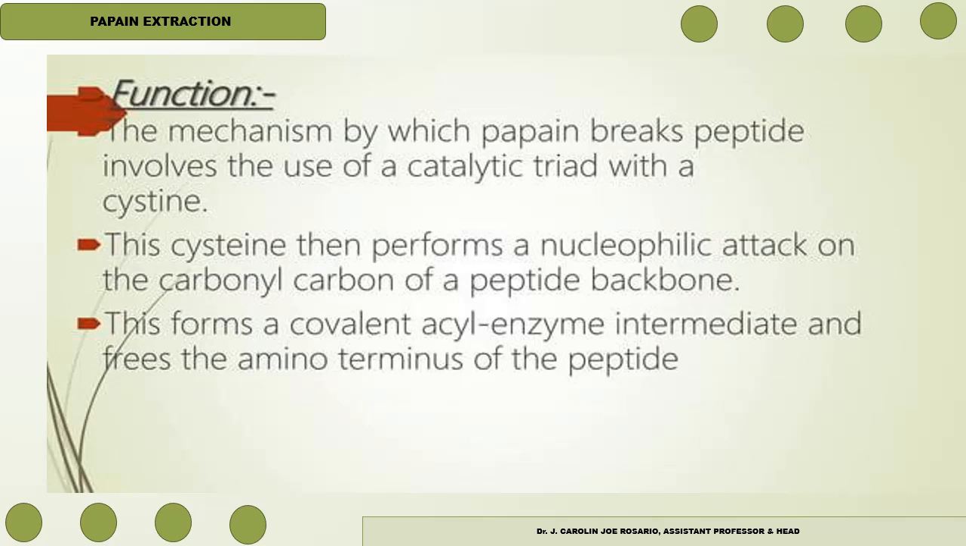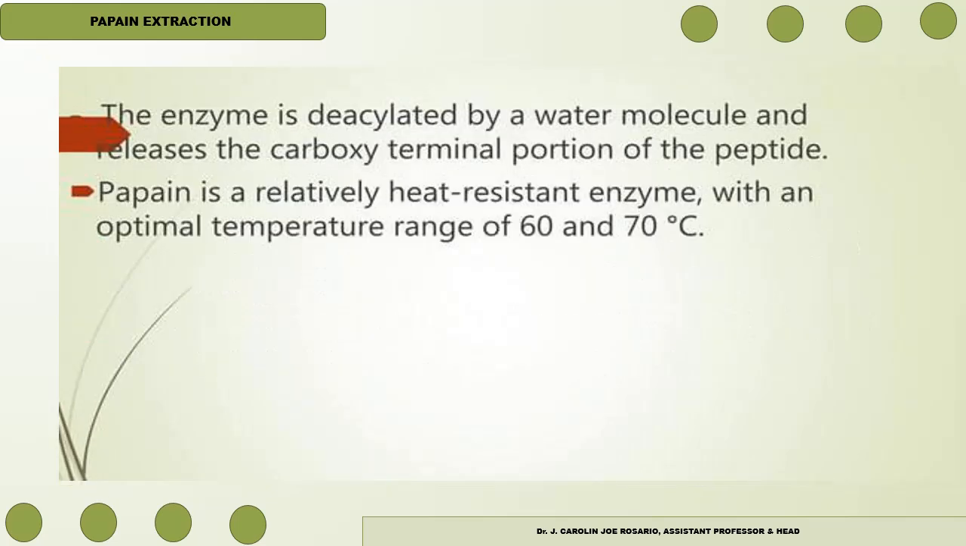The functions of papain. The mechanism by which papain breaks peptide bonds involves the use of a catalytic triad with a cysteine. This cysteine then performs a nucleophilic attack on the carbonyl carbon of a peptide backbone. This forms a covalent acyl enzyme intermediate and frees the amino terminus of the peptide. The enzyme is deacylated by a water molecule and releases the carboxy terminal portion of the peptide. Papain is a relatively heat resistant enzyme with an optimal temperature ranging from 60 to 70 degrees Celsius.